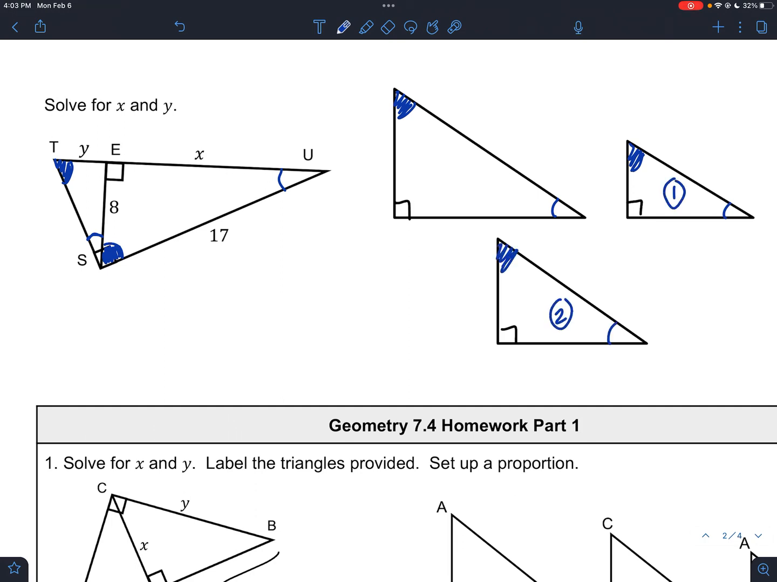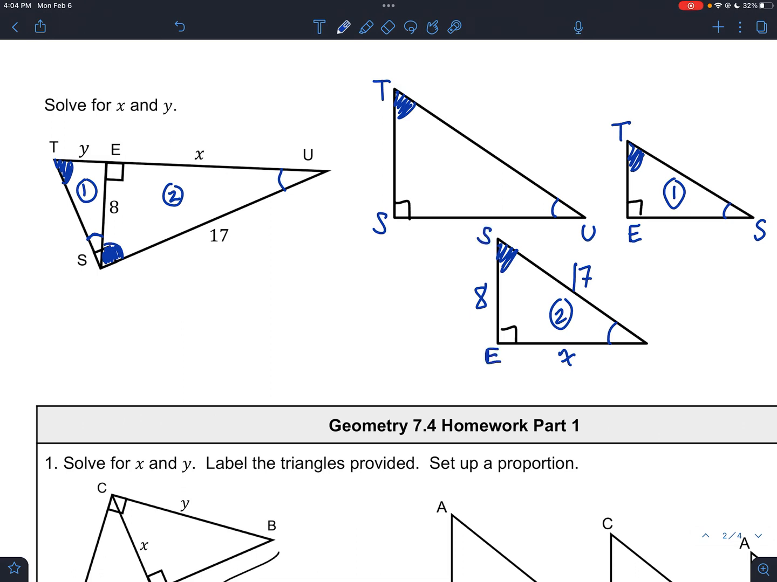All of them can be drawn like this with those same angles because they're similar. And then we can go in and label them. So I believe this is just SUT. The smallest one has E at its right angle, and then T is the black or the dark angle, and this is S. And that was 1. And 2 has, between the black and the white, 17. The right angle and the dark angle is 8. And this is X.